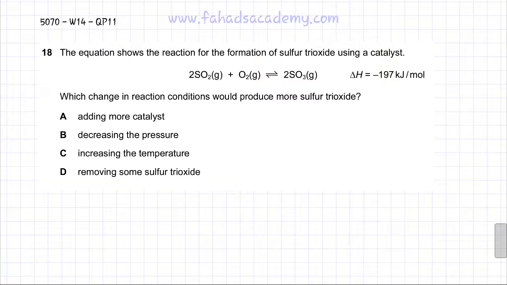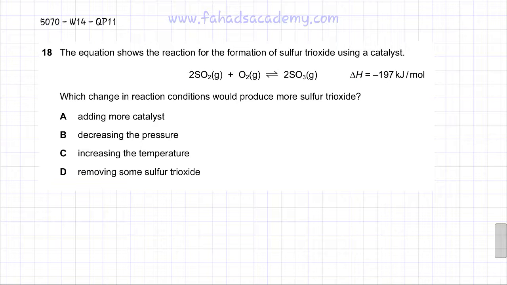The following question is related to chemical equilibrium. The question states that the equation shows the reaction for the formation of sulfur trioxide using a catalyst. So there's a reaction, SO2 plus O2, and it's forming SO3, and it's a reversible reaction. And it's asking which change in reaction conditions will produce more sulfur trioxide.